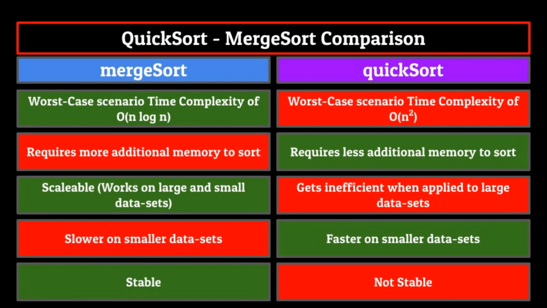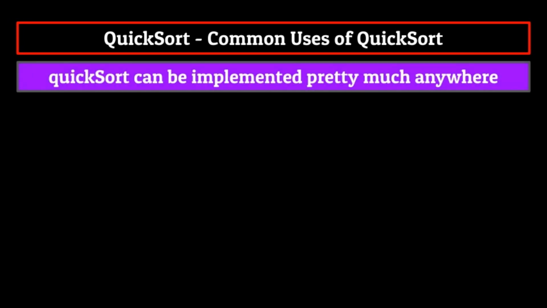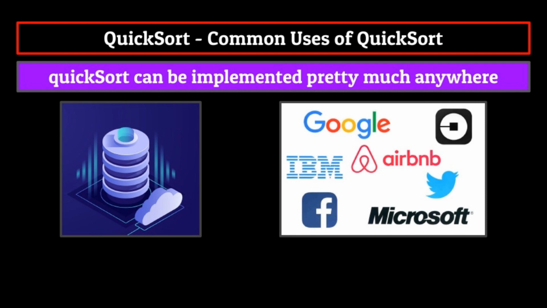Both of these algorithms are extremely useful and are implemented in a lot of database scenarios, which leads us straight into our final segment, common implementations of QuickSort. Now, I don't have too much to say here, which is actually the opposite of a bad thing. That's simply because QuickSort can be implemented pretty much anywhere. Many databases use QuickSort internally, and you can find it in use amongst many of the top tech companies out there simply because of how good it is. I mean, they don't call it QuickSort for no reason.